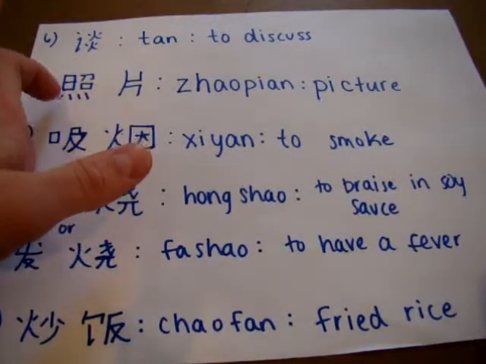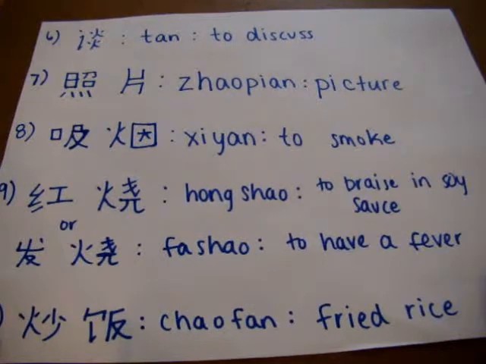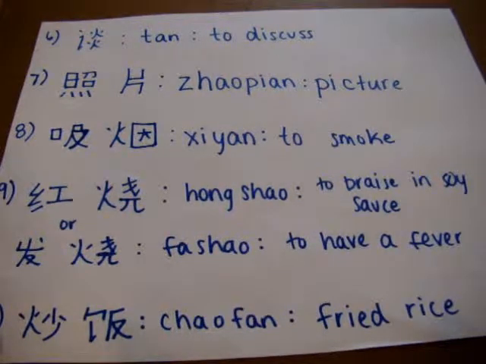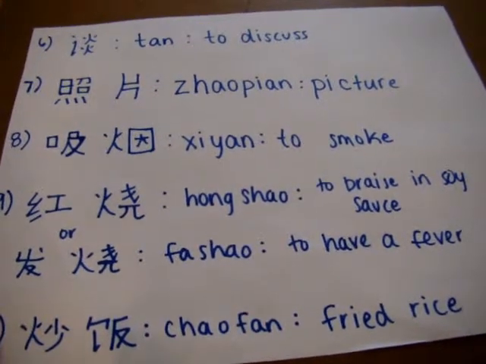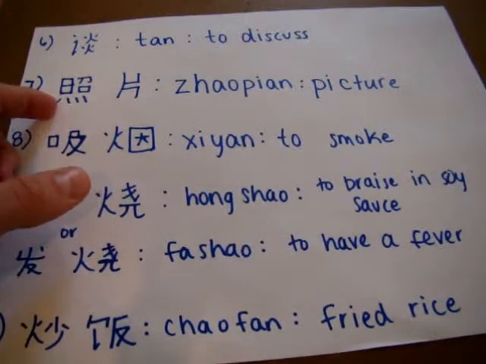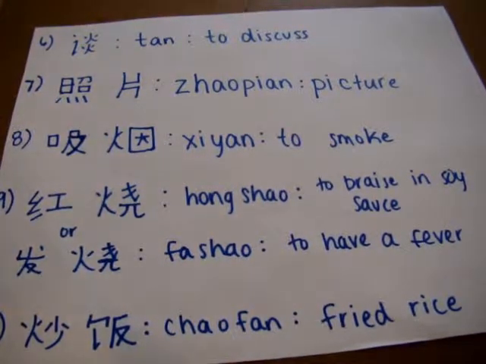Zhao pian is picture. Zhao right here means to clap or to snap. And when you light a fire, it does often make cracking or snapping sounds. Xiyan, to smoke. This one's pretty self-explanatory. To smoke, you need fire.